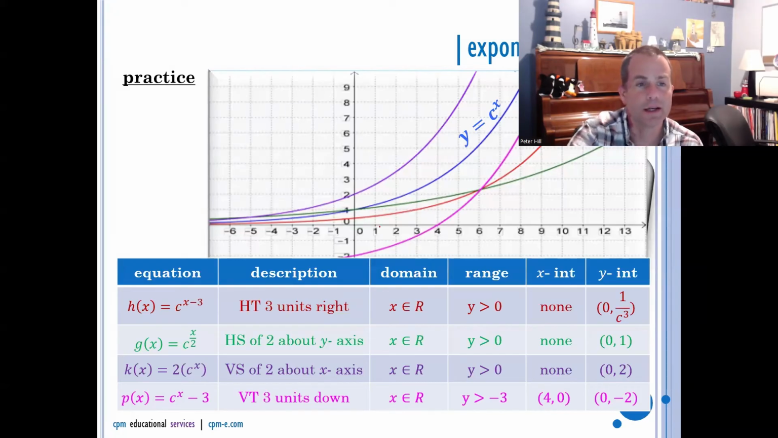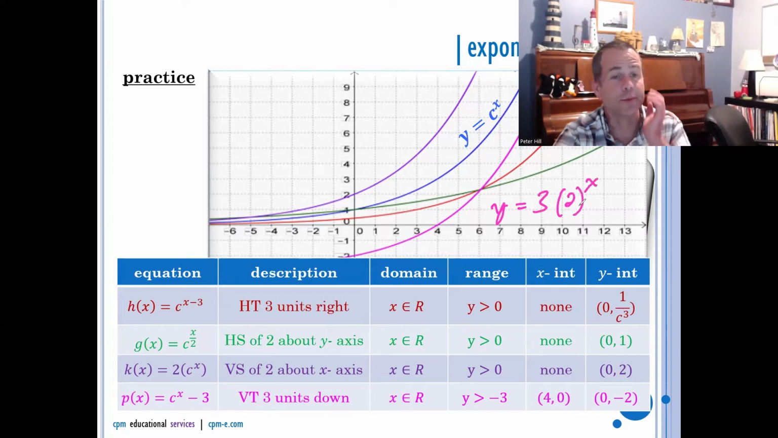So I just want to unpack that a little bit more. I feel like some of you are looking at me like, what did he just say? If I did 3 times 2 to the x, you're going to tell me that my y-intercept is at (0, 3), right? Because that's my a value. But that's because right now my horizontal asymptote is at 0.